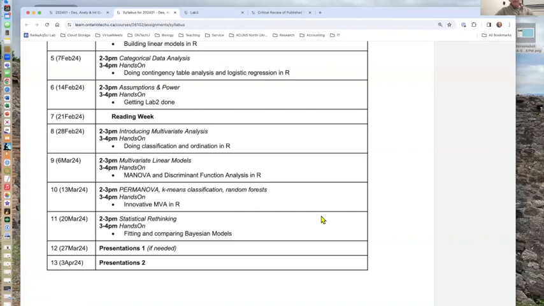And then, if we count the two senior undergrads that are in the course, I think we've got no more than 8 people. So we'll just do all the presentations in one day on the 3rd of April. Those will be live action, if I can put it that way.